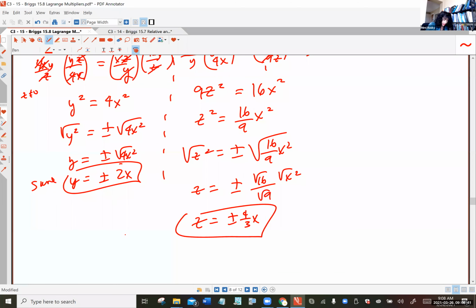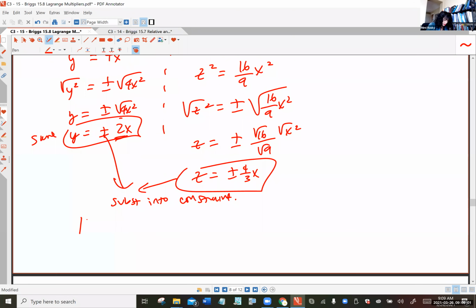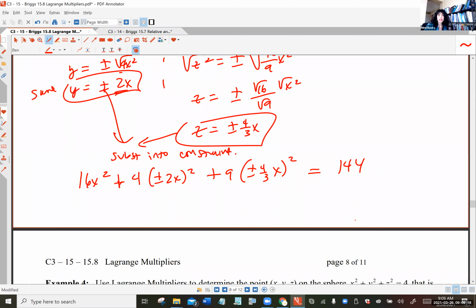Okay, now we're ready. You're going to substitute these into the constraint. Now, you have to be careful here, because we're basically saying that y could be plus or minus 2x, and z could be plus or minus 4/3 x. So when we plug into the constraint, I'm going to kind of honor that. So there's our constraint. That's the ellipsoid equation. And when you square a negative, it'll automatically be positive.